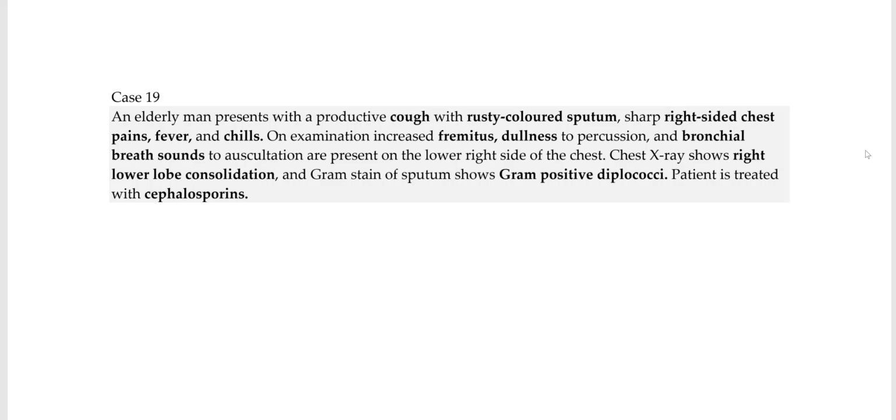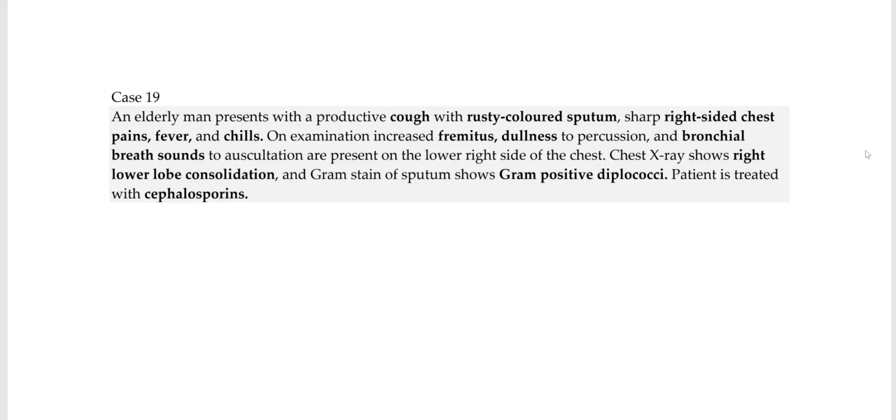Let's start. An elderly man presents with productive cough with rusty colored sputum, sharp right sided chest pain, fever, and chills. On examination, increased pruritus, dullness to percussion, and bronchial breath sounds to auscultation are present on the lower right side of the chest. Chest x ray shows right lower lobe consolidation, and gram stain of sputum shows gram positive diplococci. Patient is treated with cephalosporins.